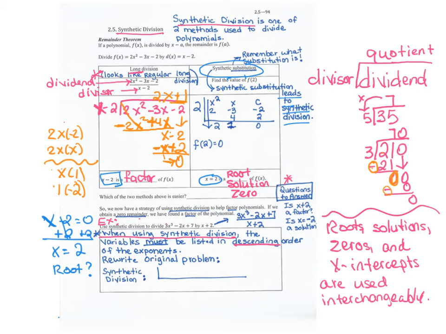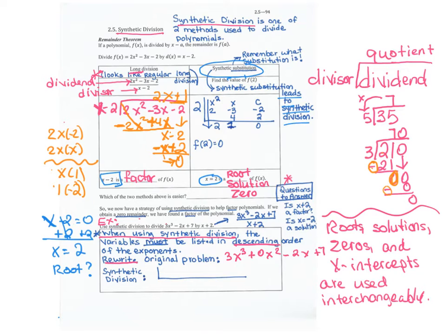So if I look at my dividend, 3x cubed minus 2x, what am I missing? I am missing an x squared. Well, I have to put that in. So I have to rewrite my problem so that I have that in there. So I would say 3x cubed plus 0x squared minus 2x plus 7. That helps me to not leave anything out. I'm going to need that coefficient of 0 in front of that x squared, or my synthetic division won't work.